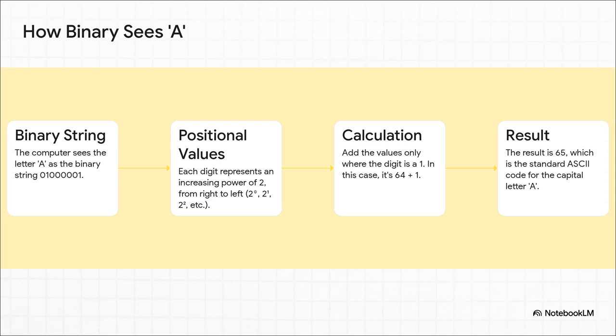Okay, let's go back to our letter A. The computer sees it as this string of 8 digits, 01000001. Now, each spot in that string has a specific value based on powers of 2. You can think of it like a row of light switches. We only care about the switches that are flipped on, the positions that have a 1. In this case, there's a 1 in the 64 spot and another 1 in the 1 spot. You just add them up. 64 plus 1 gives you 65. And in the computer's universal codebook, known as ASCII, the number 65 just means the capital letter A. That's the translation, right there.